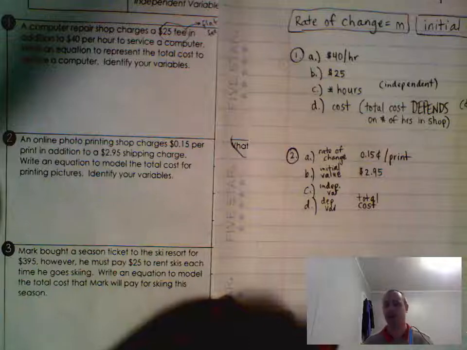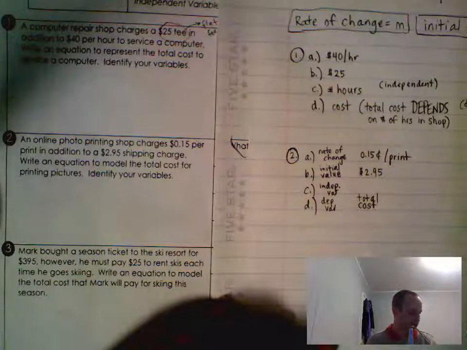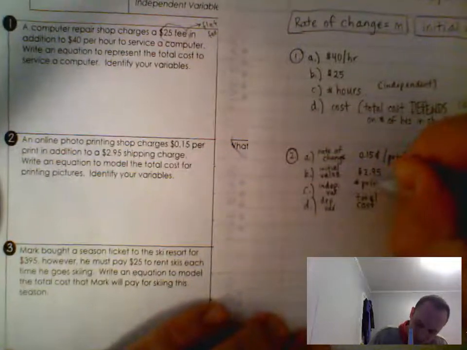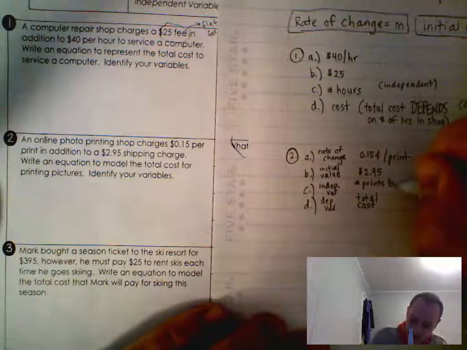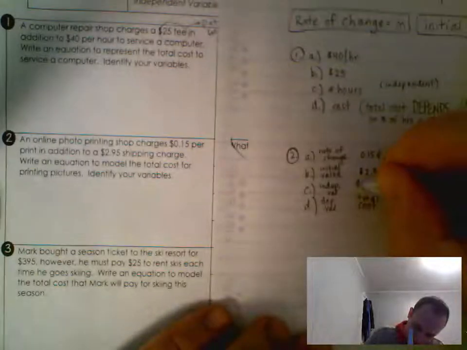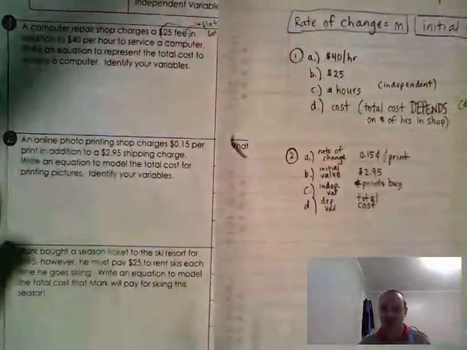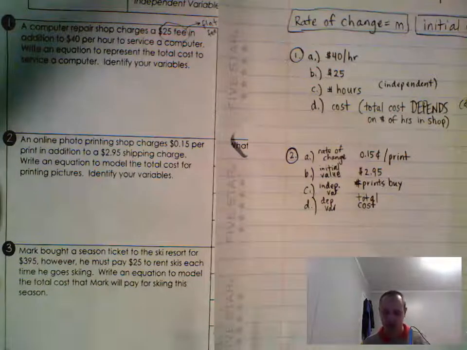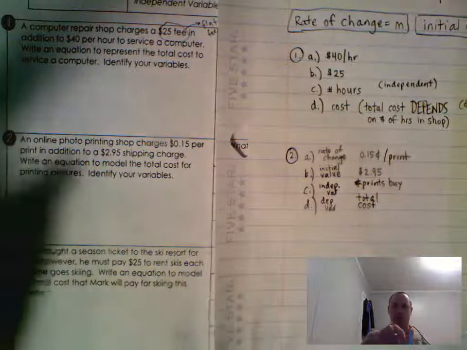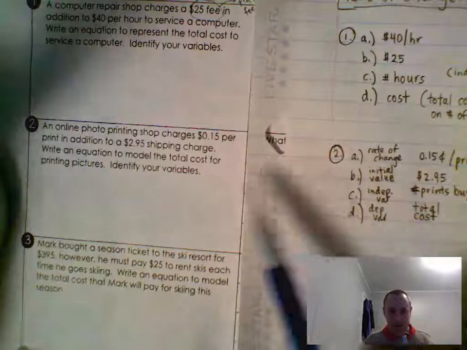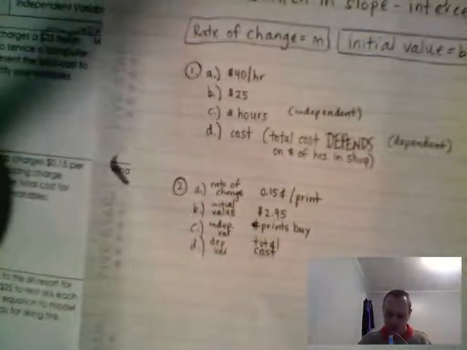So the other variable would be the independent variable, and in this case, that's the number of prints you buy, or just the prints, okay? All right, so if we go over here to the other part of our problem, we have to identify our variables, okay? So let's do just like we did on the last problem.